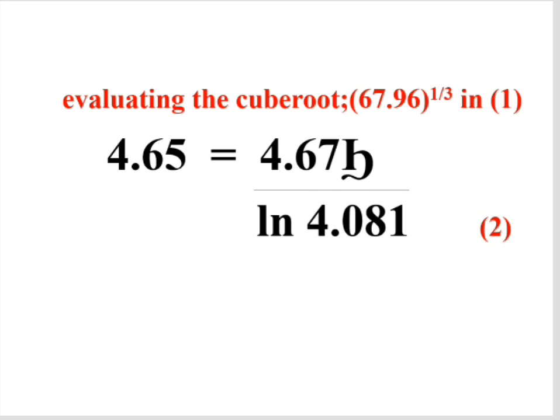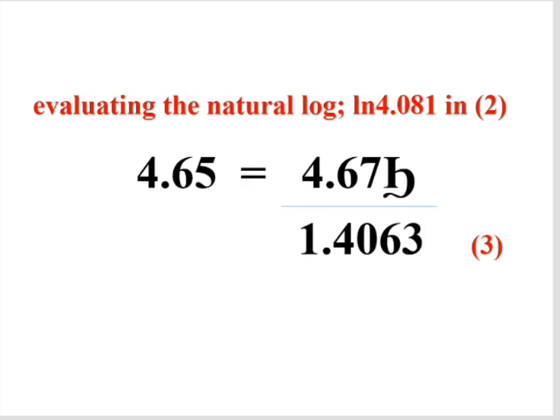And so, getting the natural log of 4.081, that's finding the natural log of the value, we're going to have 1.4063. That will give us equation 2.